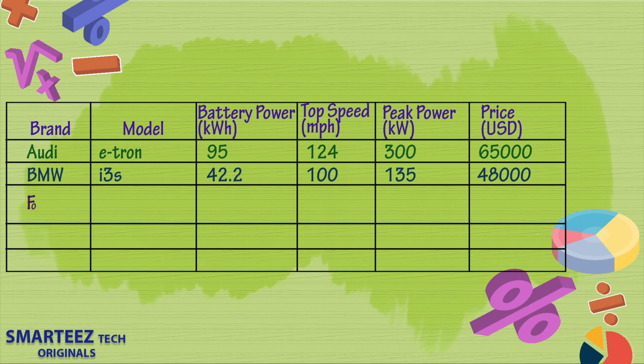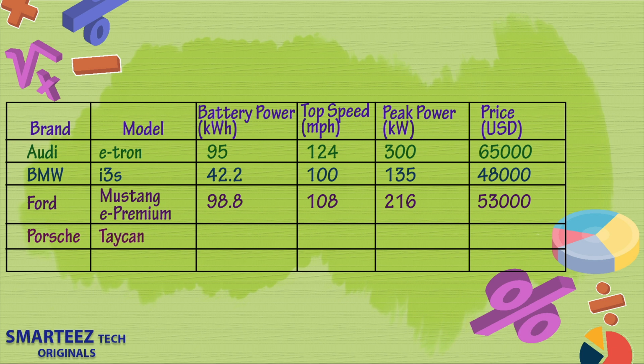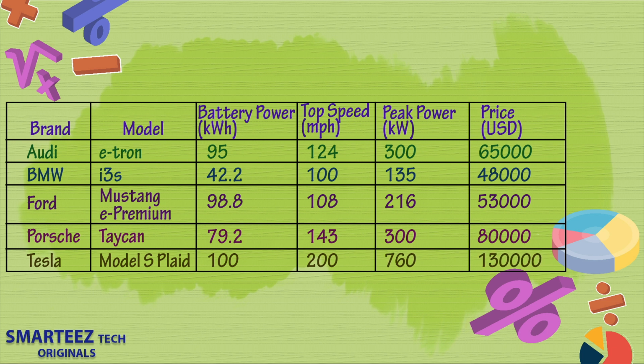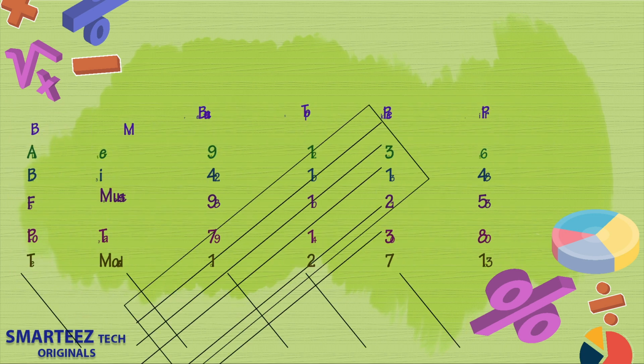The third row reads Ford Mustang E-Premium 98.8, 108, 216, 53,000. The fourth row reads Porsche Taycan 79.2, 143, 300, 80,000. And the last row reads Tesla Model S Plaid 100, 200, 760, 130,000. Now you see why a table is so much easier to read.